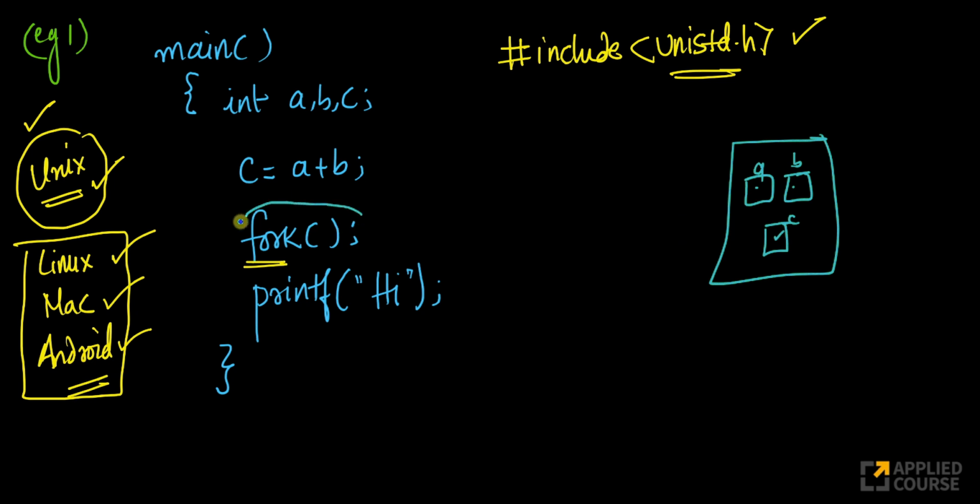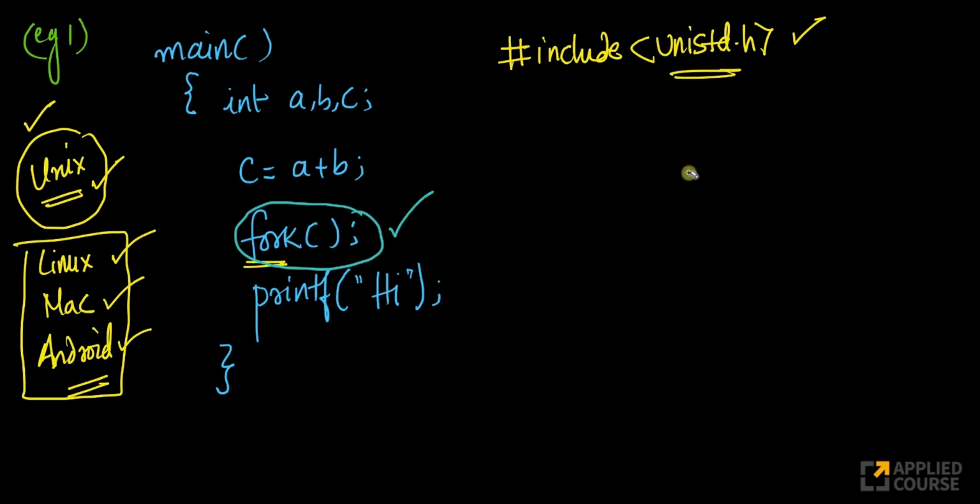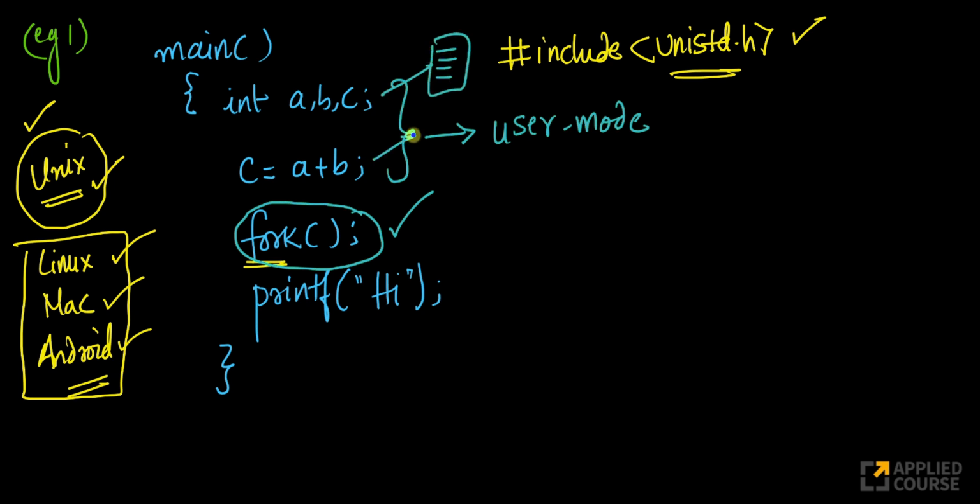Here comes a function that you may not have studied till now. This is called the fork function. What it does is very, very interesting. Till now, while these 2 lines are being executed, the program executes in user mode. For each of these lines, you'll have a bunch of instructions. Each line will translate to a bunch of machine level instructions.